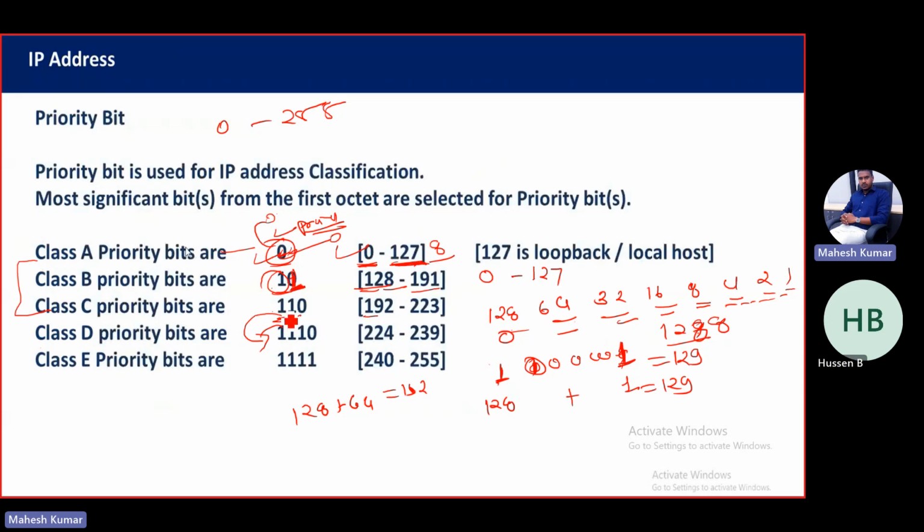Our class C priority bit is 110. Double one is okay, so that is the correct calculation. By this calculation, they divided the IPs into different classes. And this is the only format, we don't have any other option.